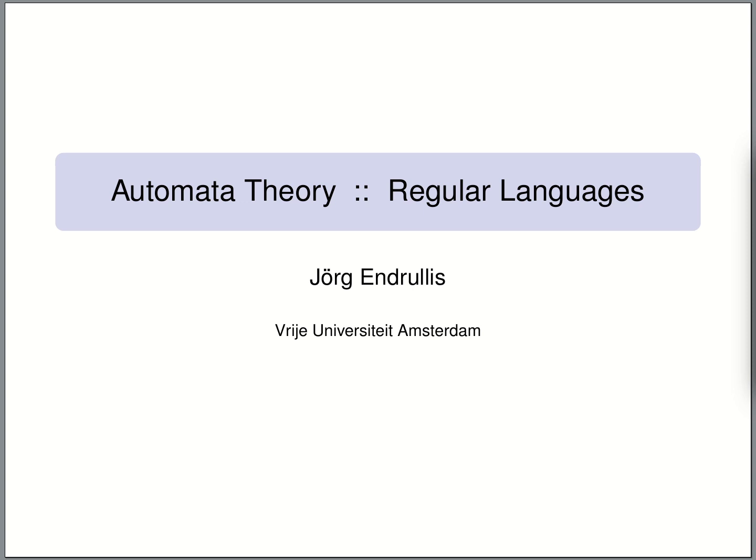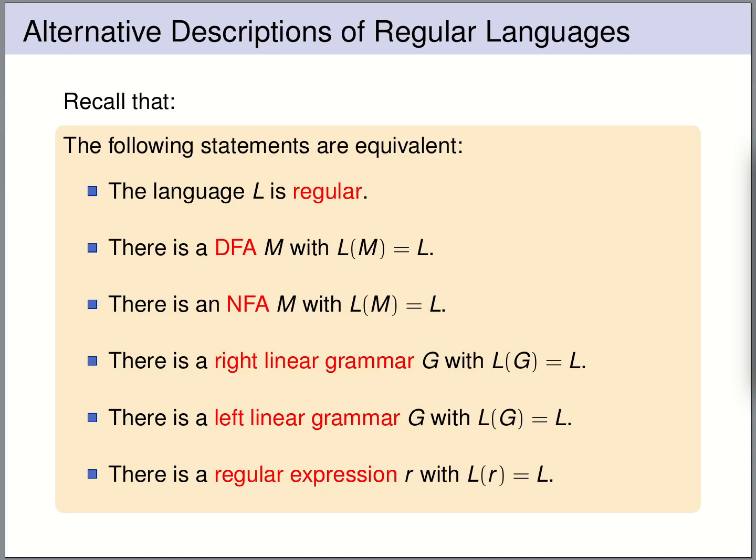We have now seen various ways of defining regular languages, so it's time to summarize some of their main properties. First, let's recall the various different ways of defining regular languages that we have seen.